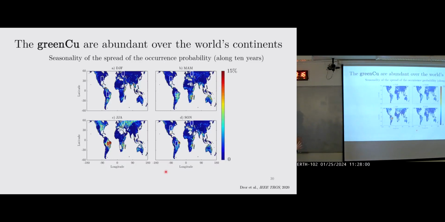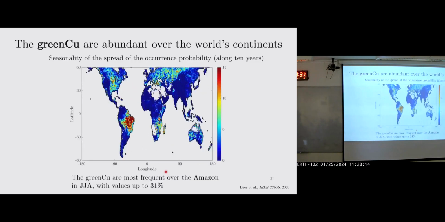And you see that these clouds are quite ubiquitous, forming over our hotspots where we initially looked for them, but also in other areas as well. And let's focus now on the JJA season, because that's when we see them mostly forming. The color bar here ranges in percents. And we see that, for example, over the Amazon, these clouds are forming, with values getting up to 30%.